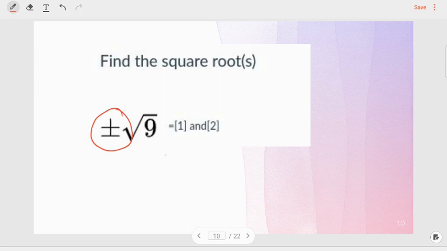This funky symbol right here means I have 2 answers. One is positive and one is negative. Then I take the square root of 9. What times what equals 9? That would be 3 times 3. So the square root of 9 is 3. And I have 2 answers, positive 3 and negative 3. Now you don't need to include that positive sign. So 3 and negative 3 would be my answers.